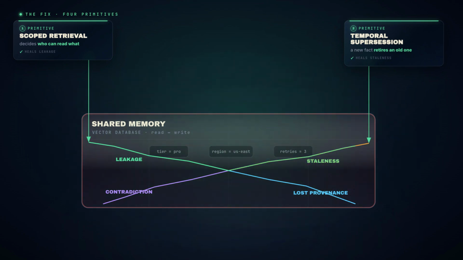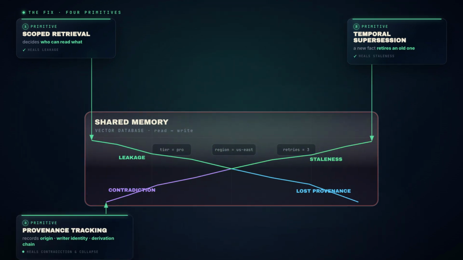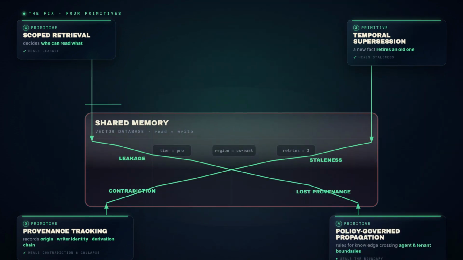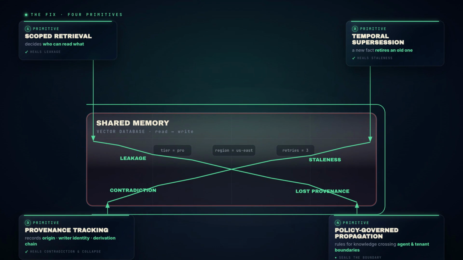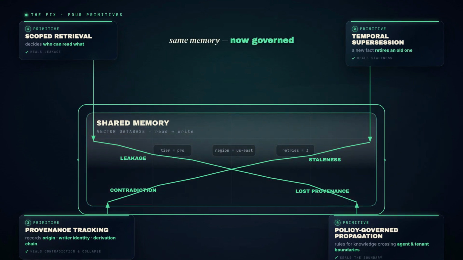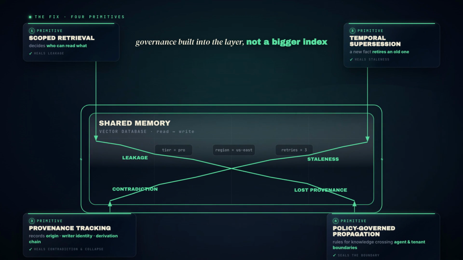That heals the staleness. Provenance tracking records origin, writer identity, and the full derivation chain. That heals the contradiction and the collapse. And policy-governed propagation sets the rules for how knowledge crosses agent and tenant boundaries. Watch each primitive draw in and its crack heal. Same memory, now governed. None of these is a bigger index. They're governance built into the layer.